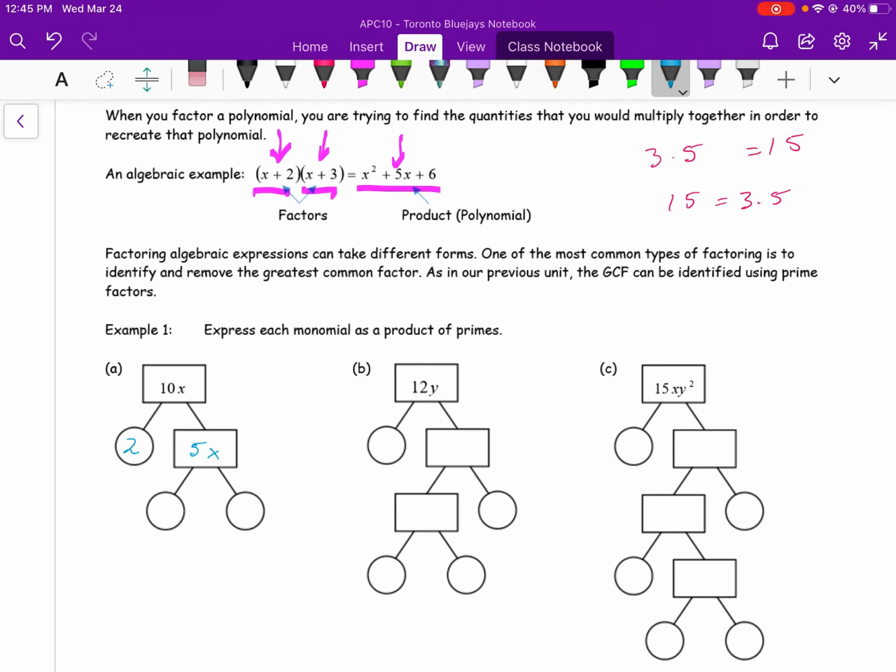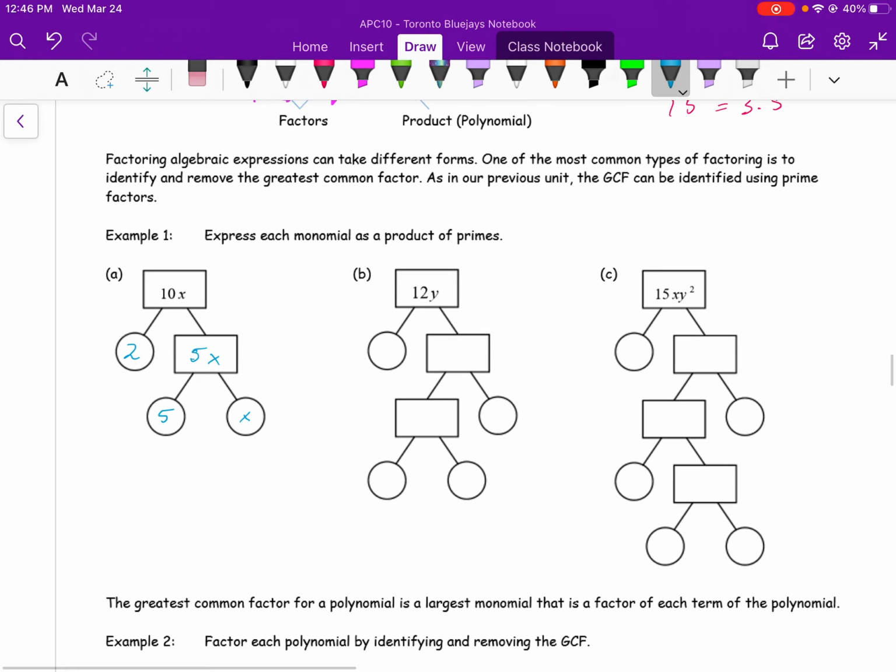And what two quantities multiplied together give me 5x? 5 and x. So the circles represent the prime factors. If I just wanted to think about it very quickly, I could say that 10x is equal to 2 times 5 times x. And I could write that as prime factors; if you multiply it out, indeed, these three factors multiplied to give you 10x.